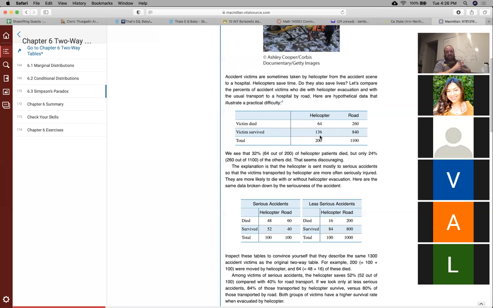And what percent of the helicopter victims survive? I'm sorry, you're cutting up. It's 68%, is that what you said? 68% is the answer to this: 136 divided by 200, right? Yeah, that's 68%. Okay. So we see that a higher percent survive by going by road than going by helicopter.